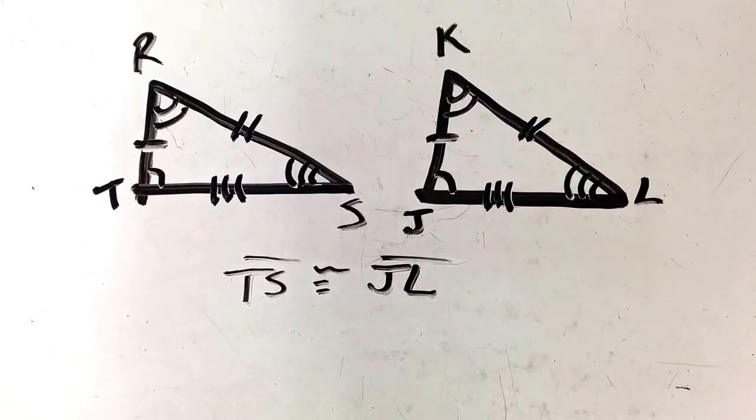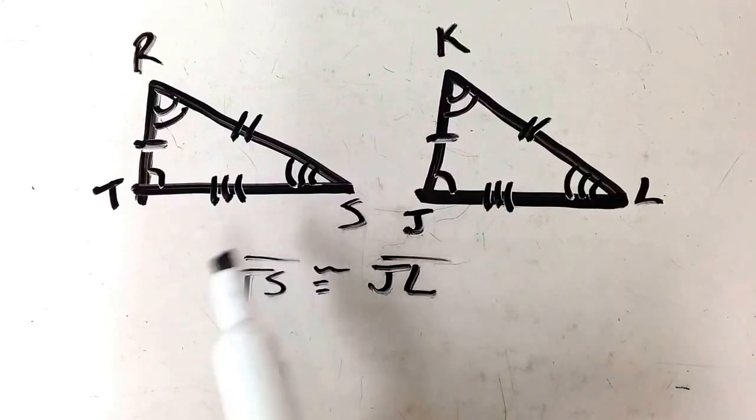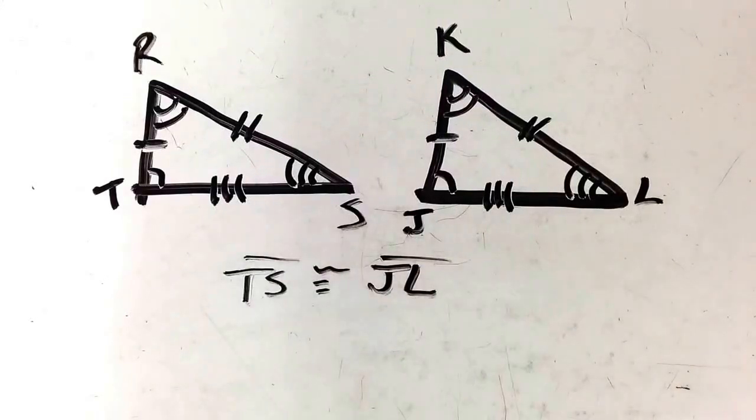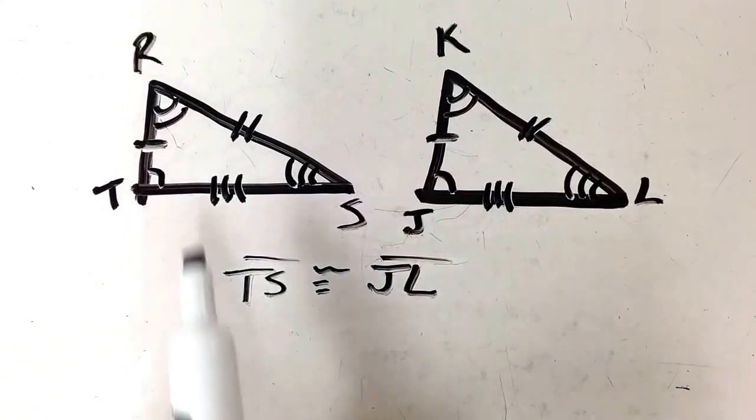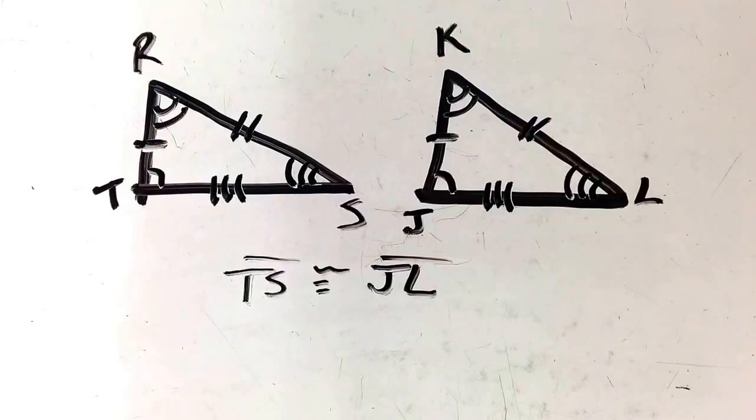Notice that I'm labeling my measurements here. TS is a line segment, so it has a line over it. And remember, before I used an angle symbol before my letters. That's important. Anyway, so they both have three dashes, so that means they're equal to one another.